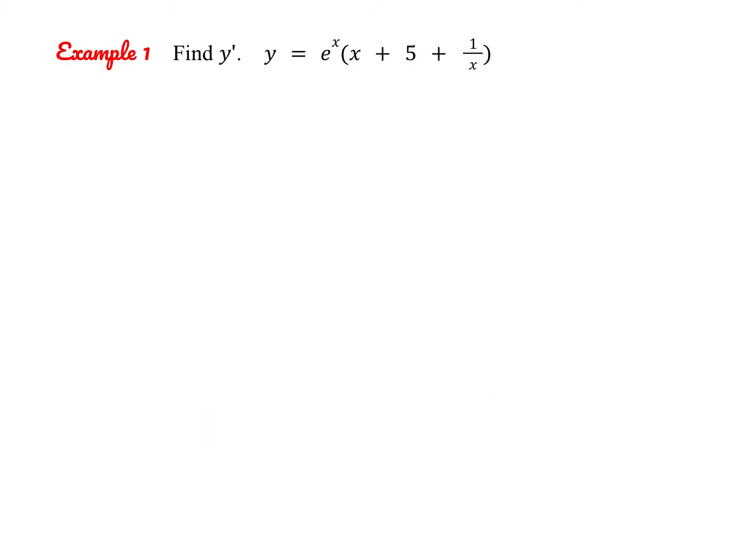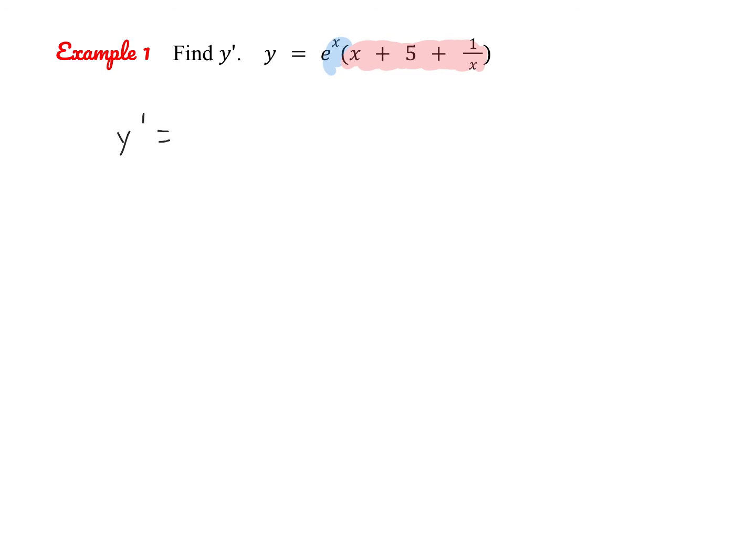All right, so let's give one a try together. Here we have the function y equals e to the x times x plus 5 plus 1 over x. We can consider e to the x to be our first function, and x plus 5 plus 1 over x to be our second function, and let's use our product rule.